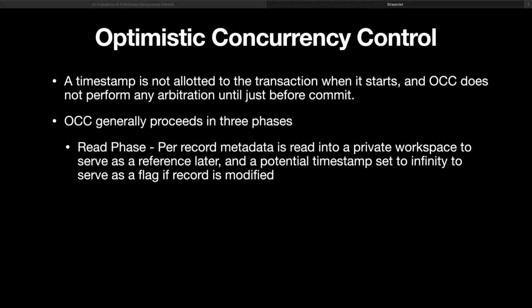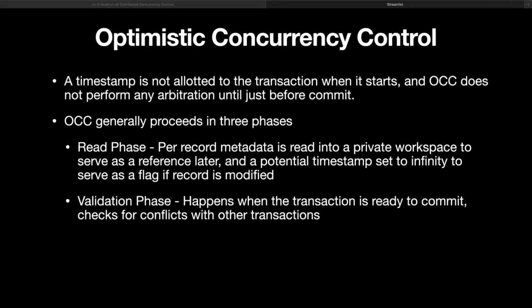There is a validation phase at a later point. I missed one point here: in optimistic concurrency control, the timestamps are not allotted to the transactions when they start. It's allotted at a later phase, the last phase. In the read phase you are just copying over the metadata for a particular record, as compared to previous cases where you are directly modifying that record metadata.